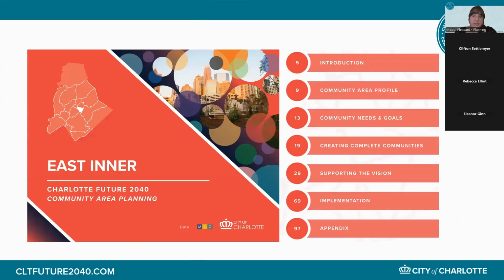Starting to get into the plan itself, this is the table of contents within the East Inner Community Area Plan. If you look at the other plans, you'll see that it's the same contents and organization, as I mentioned in the last slide. I'm going to keep the table of contents up for us just to help keep track of where we are.